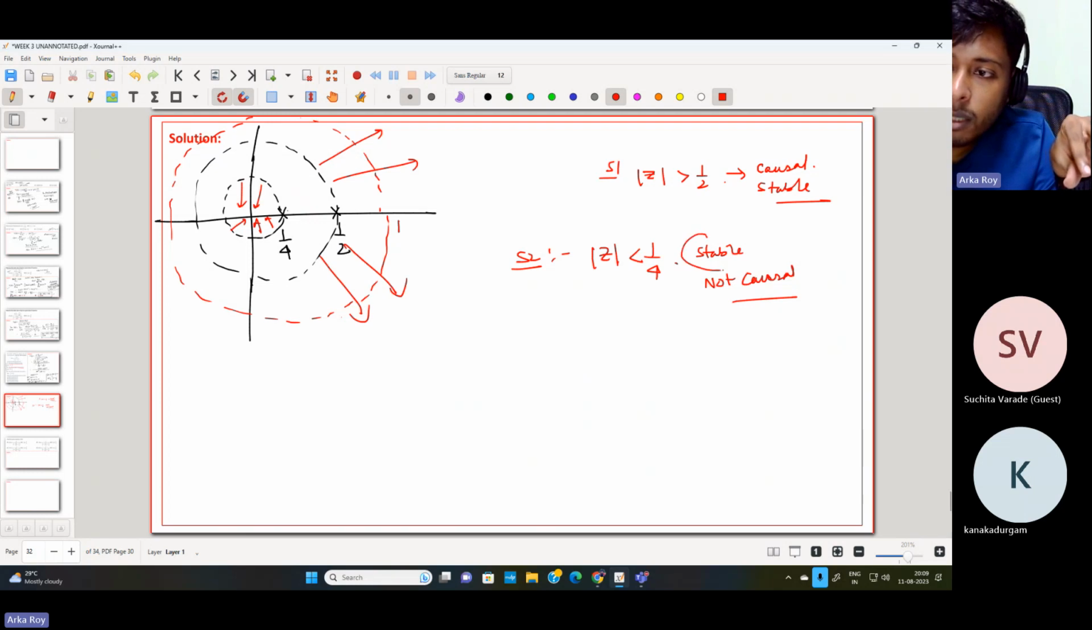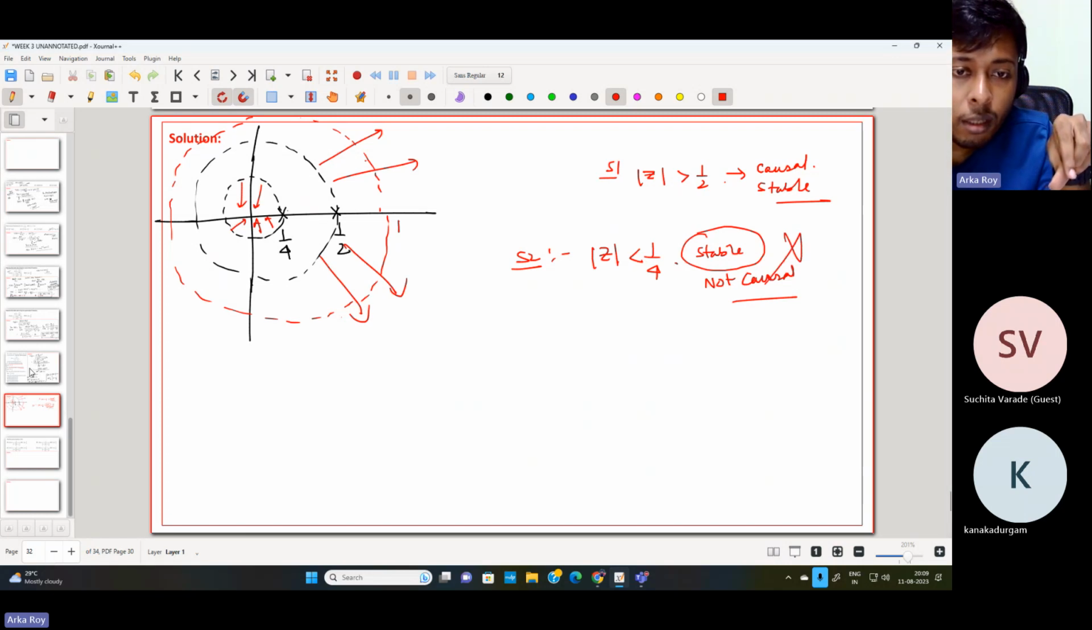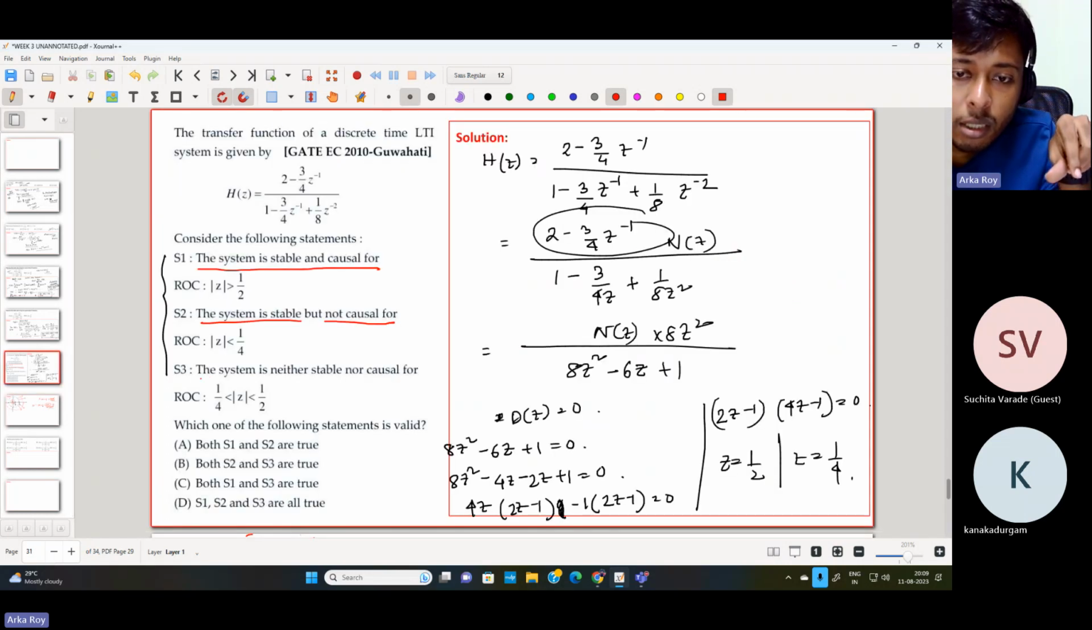But the thing is that they have written there is stability. So stability, it is not correct because it is not enclosing the unit circle. That means statement 2 is incorrect. So the third statement is what? Third statement is the system is neither stable nor causal for this particular area.